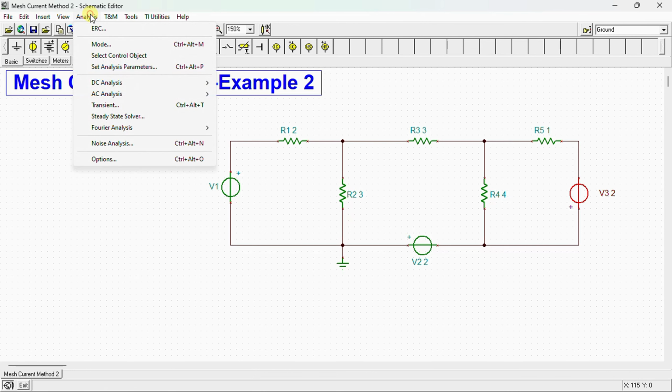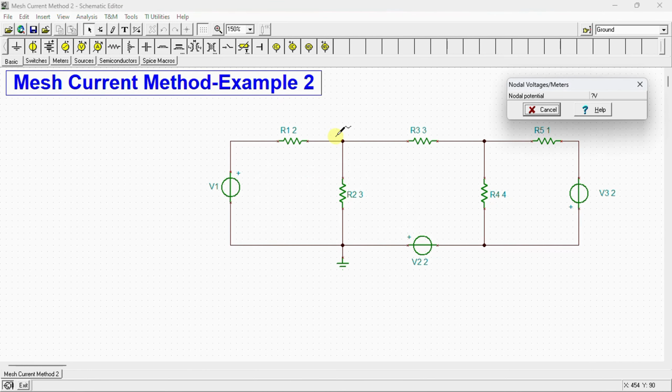We go now to analysis, DC analysis, calculate the nodal voltages. We see here that the current through the resistor R1, that's IA, is equal to 704 milliamps. IB is given by 840 milliamps, and finally IC is given by 107 amps. Those values are exactly the values we have found by calculation.